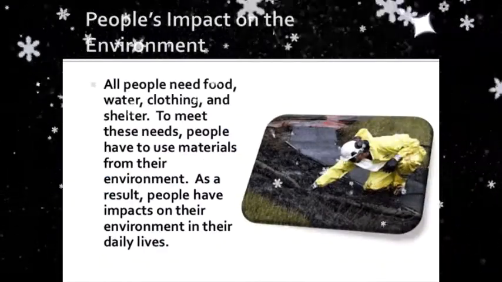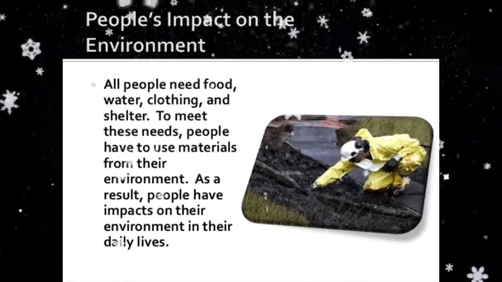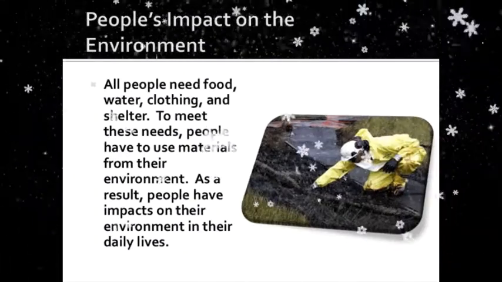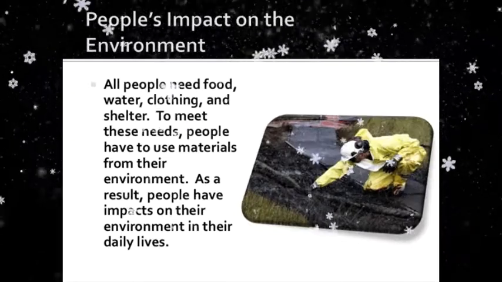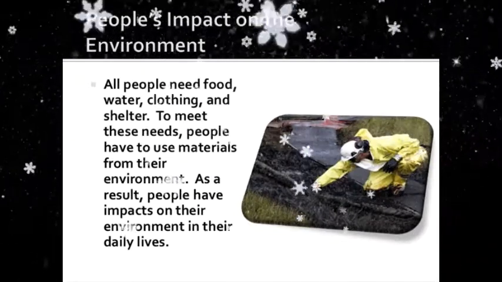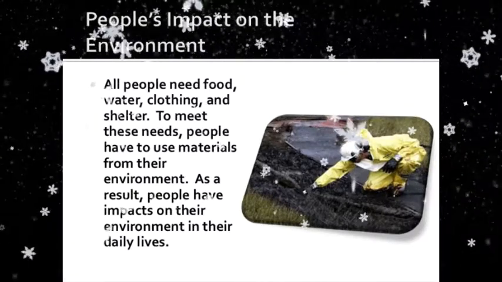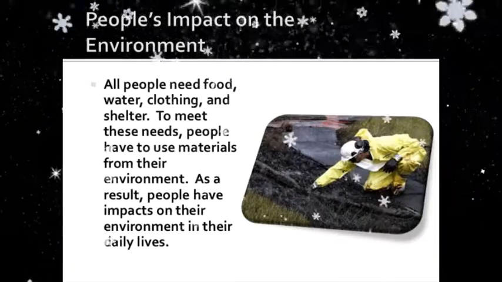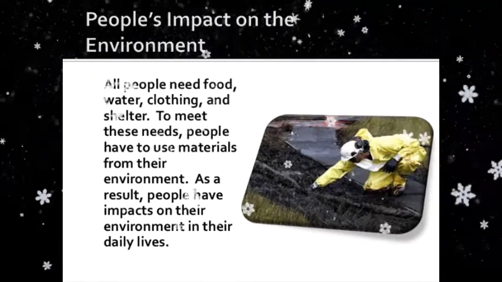People's impact on the environment. All people need food, water, clothing, and shelter. To meet these needs, people have to use materials from their environment. As a result, people have impacts on their environment in their daily lives. So, all people need food. Yes, of course, not just all the people, but the animals as well as the plants. All living things in this world need food, right?